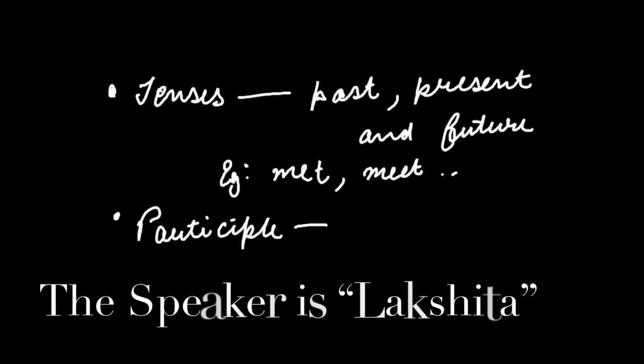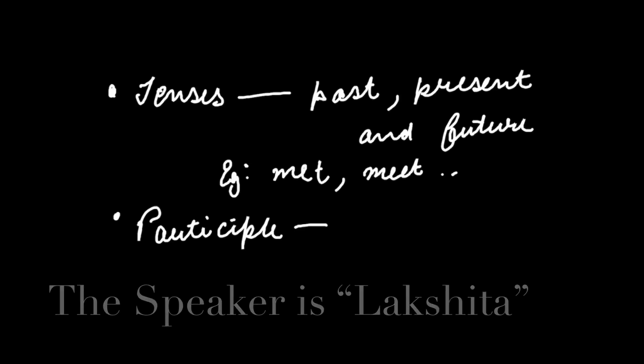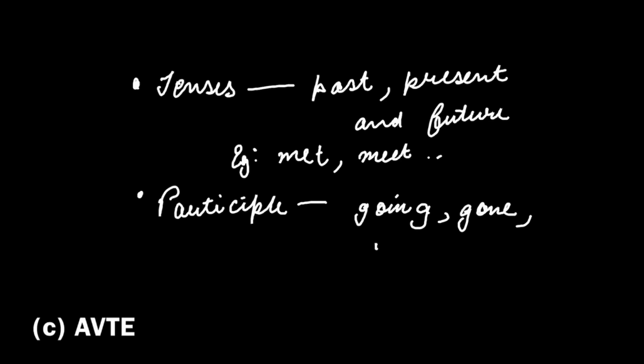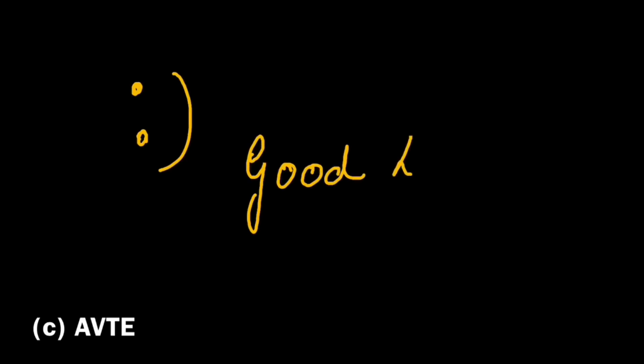Then the mistake lies in participle. What is a participle? It is a word formed from a verb. So go is forming the words going and gone. Similarly, be is forming the words being or been. And it is also used as an adjective. So I hope these tips have been helpful.